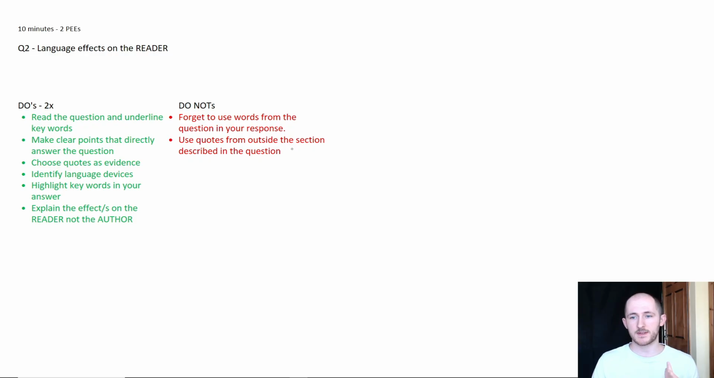Don't use quotes from outside the section described in the question. Because again, let's say they say, read lines 10 to 18, right? And you quote something in line 19 or in line 9 or something else, you can't get graded for it. So even if you write the best possible thing ever, perfect English, you can't be marked on it. They'll just put a line through it and they'll ignore it. So be really careful with that. Again, it should only take 10 minutes.